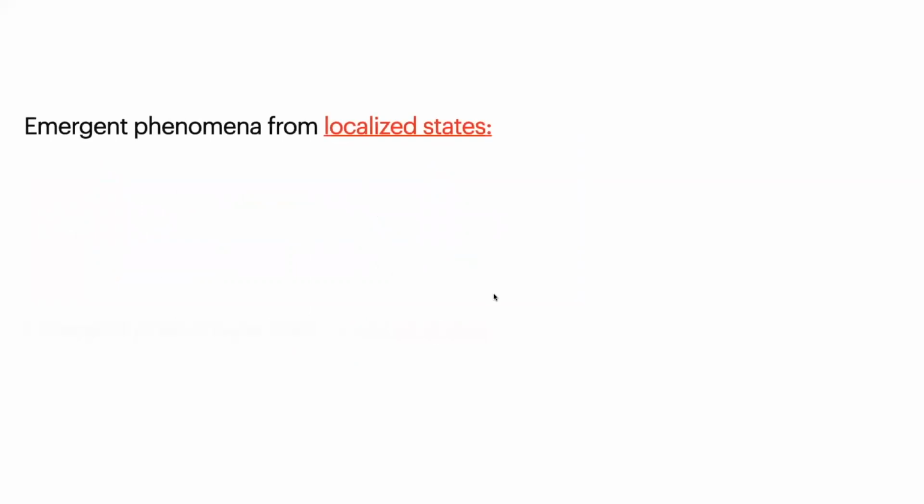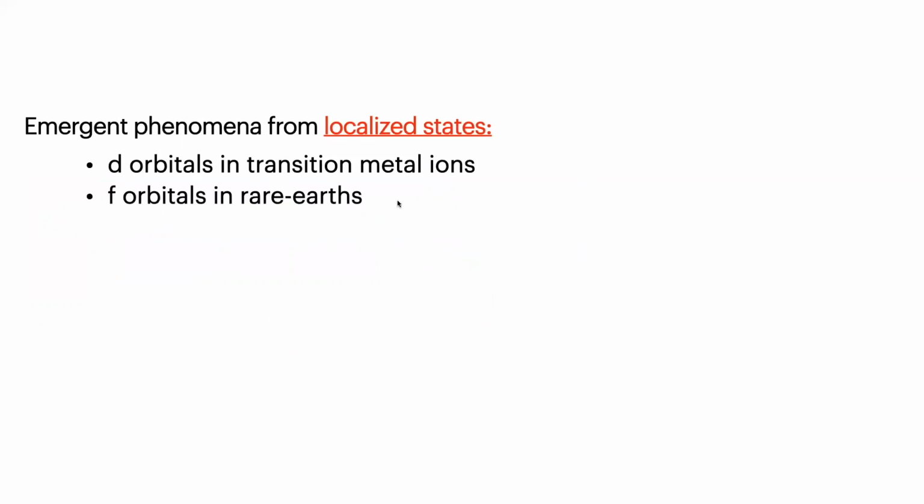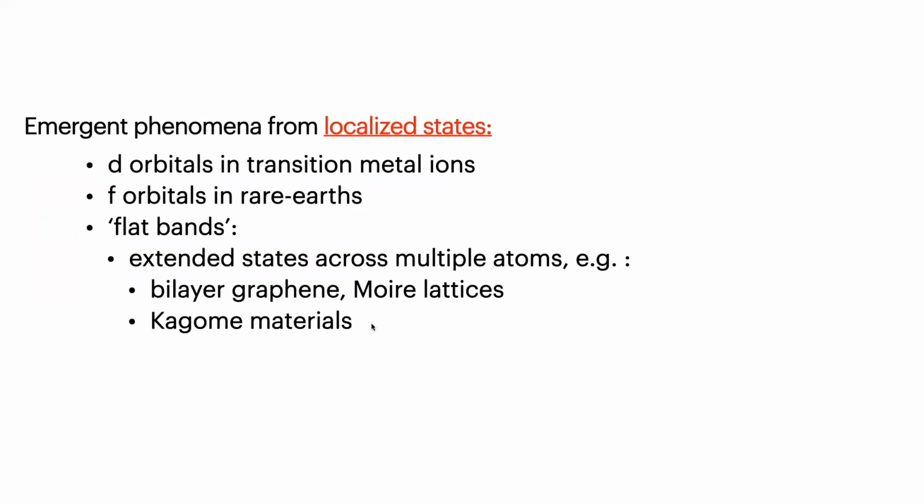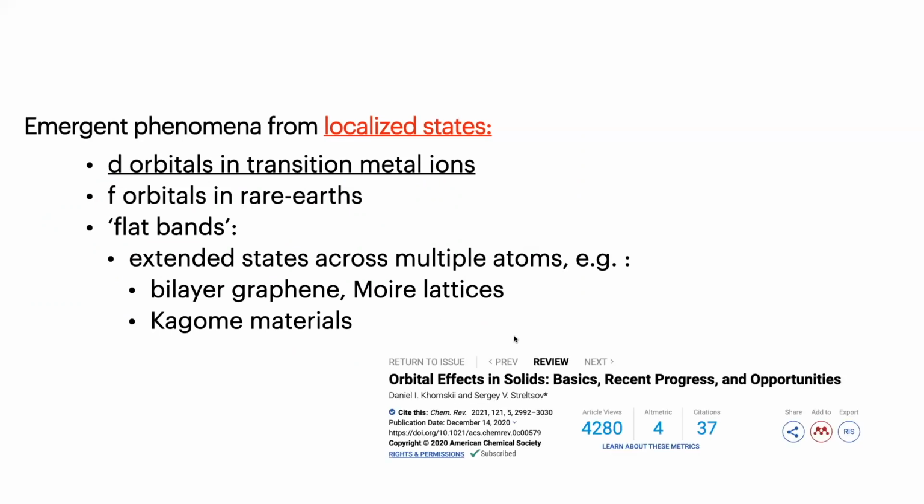And I should mention these localized states can be quite diverse. They can be d orbitals in transition metal ions, they can be f orbitals in rare earth ions, or they can be flat bands, so extended states across multiple atoms, for example in things like bilayer graphene or Moire lattices more generally, or Kagome materials and other lattices that support flat bands. But here I will focus on d orbitals in transition metal ions. It's worth mentioning this is a very nice review paper on where the field is and where it's going. So, some example applications before I go into a bit more detail.